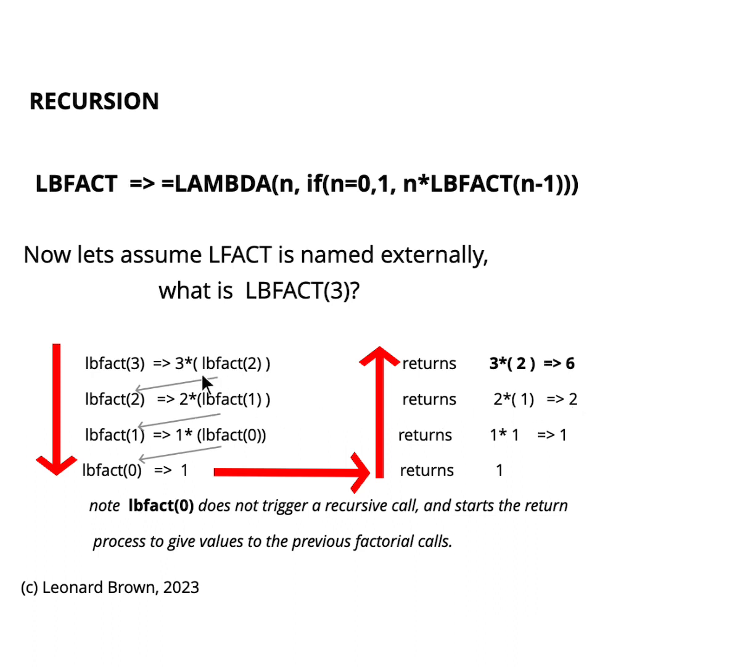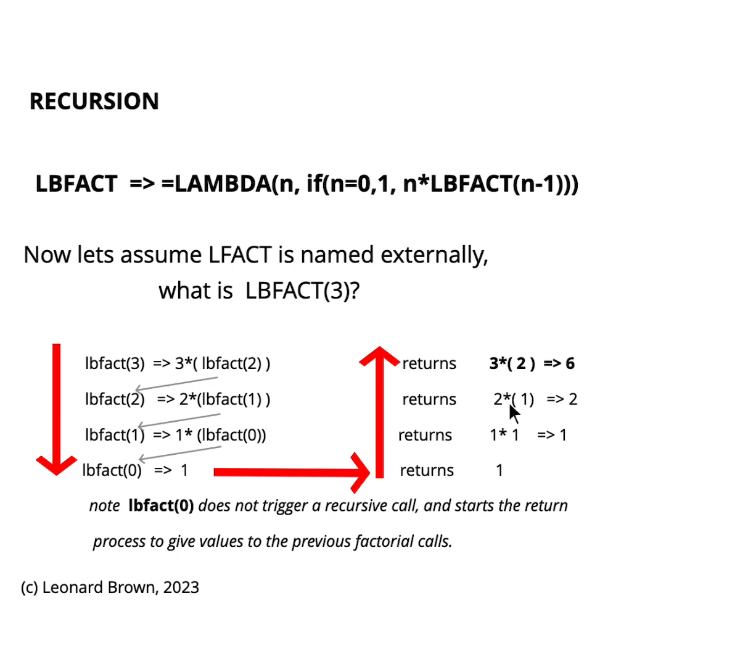Now we get back up to the original call, lbfact of 3, which is equal to 3 times 2, because we know it from here, and 3 times 2 is 6. So what that is saying is that the factorial of 3 is 6, and we know that to be correct because the factorial of 3 is 3 times 2 times 1, which is 6.